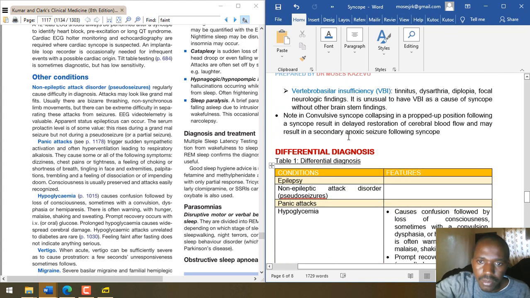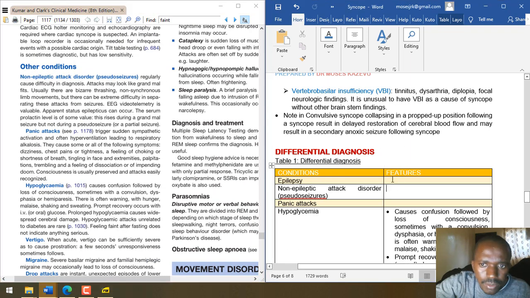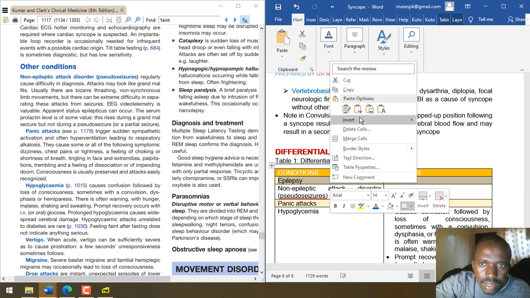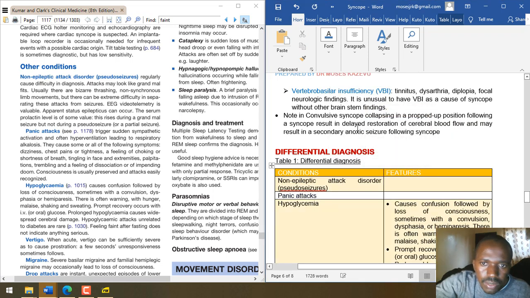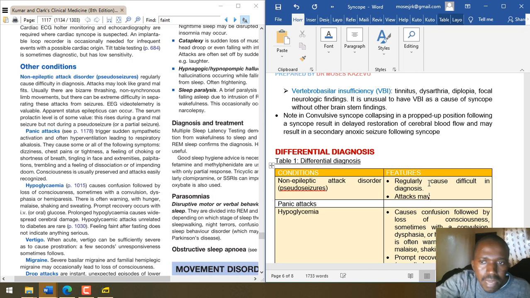So I've already done one for epilepsy versus... Yeah, I've done one for epilepsy, so we can actually remove this. I've done this at the end. So let's just remove this. So the non-epileptic attacks here, these ones regularly cause difficulty in diagnosis, okay? Attacks may look like grand mal fits.